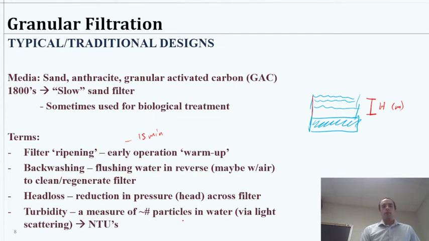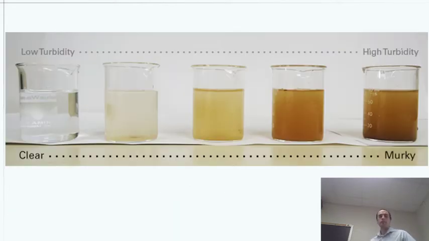We've already talked about this. Should be nothing new. It's a measure of the number of particles in solution, and we can measure that with light scattering. The NTUs is a typical nephelometric turbidity units. Typical way to measure them, and essentially we can monitor the turbidity because particles are really what we're removing with the filtration. So if ever we see high turbidity coming out, we realize, oh, we need to stop operation, right?